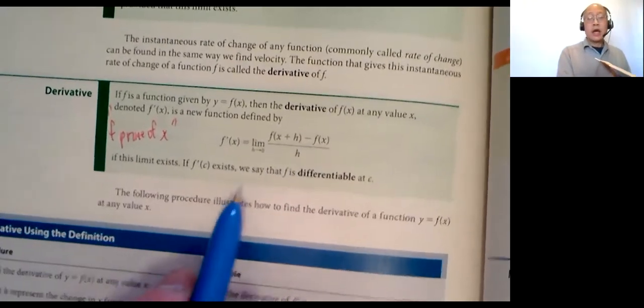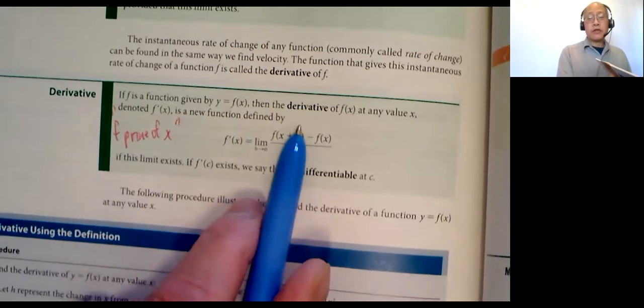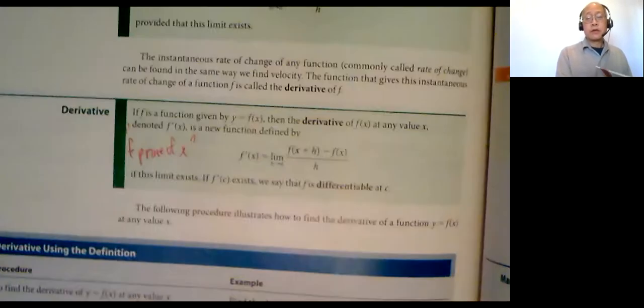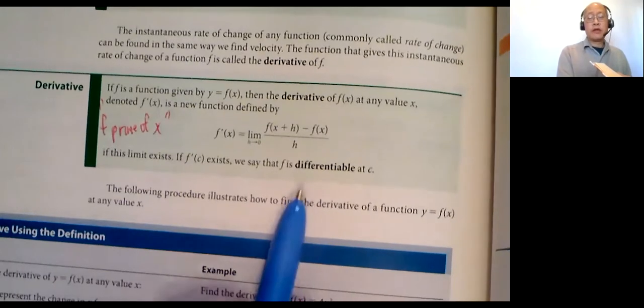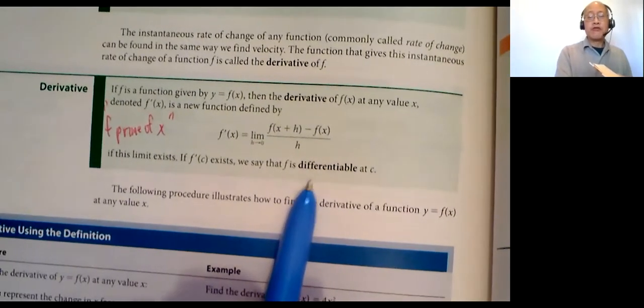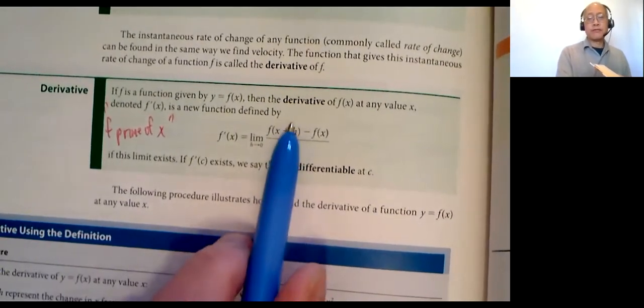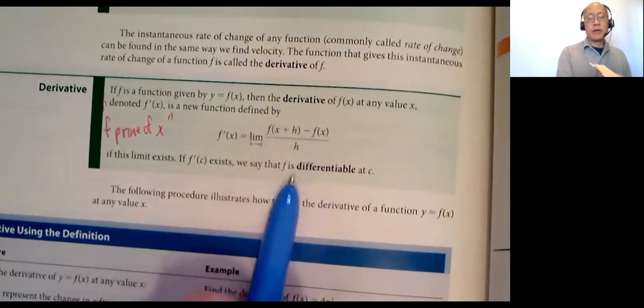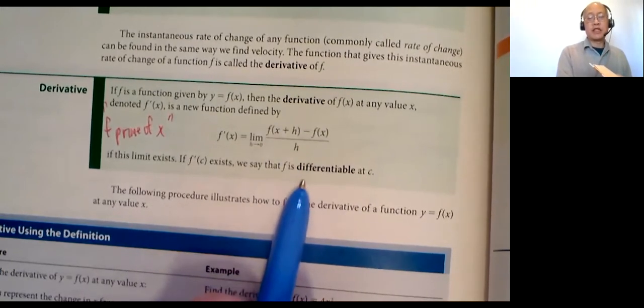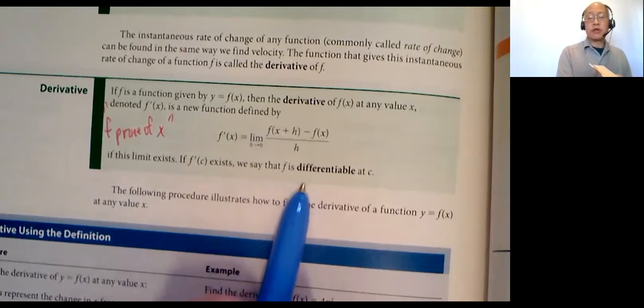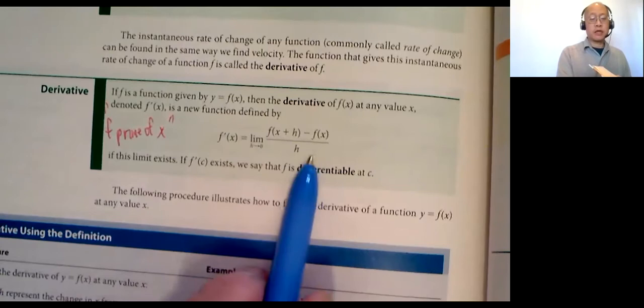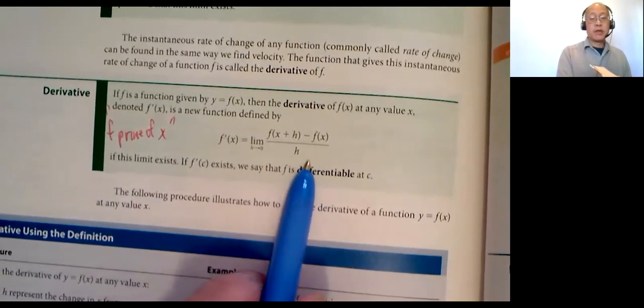All right, so derivative: you will hear the word differentiable. Differentiable means you can take a derivative. The verb form is differentiate. So you might hear me say differentiate. Yes, there's an English word differentiate, but in calculus, differentiate means to take a derivative. Now, what is this derivative good for?